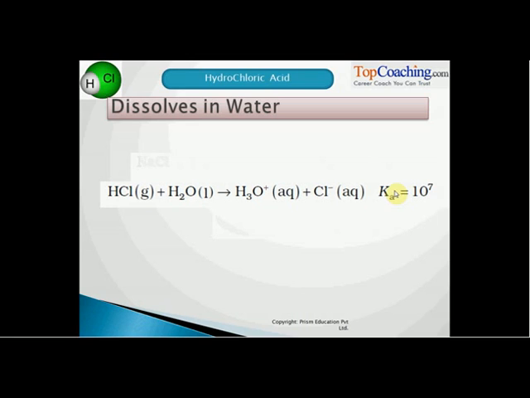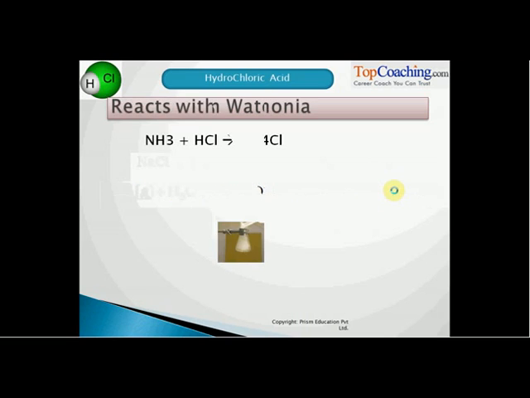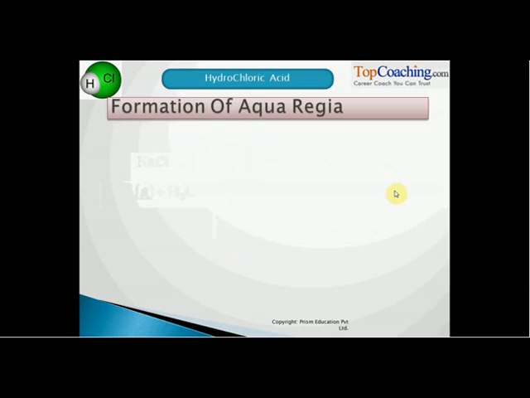Since it is an acid, it readily dissolves in water, forming hydronium and chloride ions. It also reacts with ammonia, giving ammonium chloride. When ammonia and hydrochloric acid are reacted, white fumes are formed, which is an indication of the formation of ammonium chloride.